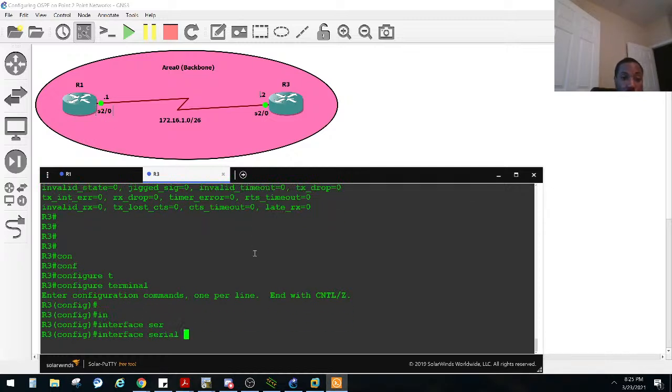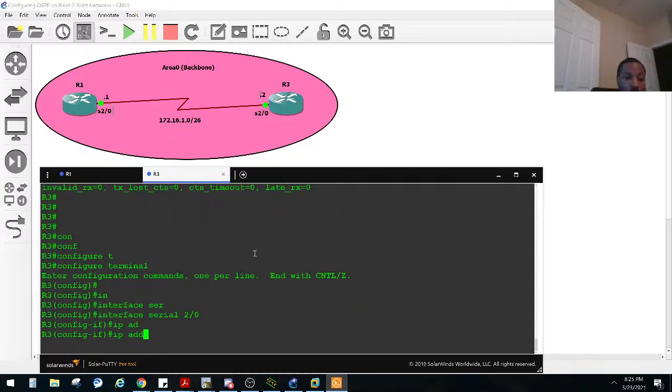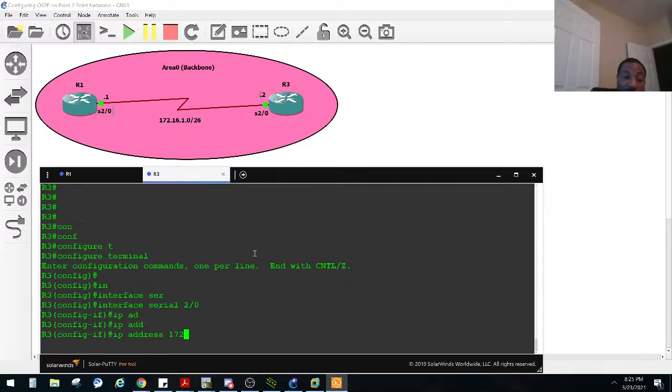Configure terminal. Interface serial 2/0. His IP address is... And y'all remember, once we get past this part, I'm going to skip the IP addressing, so catch up now while this stuff is easy. 172.16.1.2, right? For that interface right there. And then we're going to no shut it to bring it up.